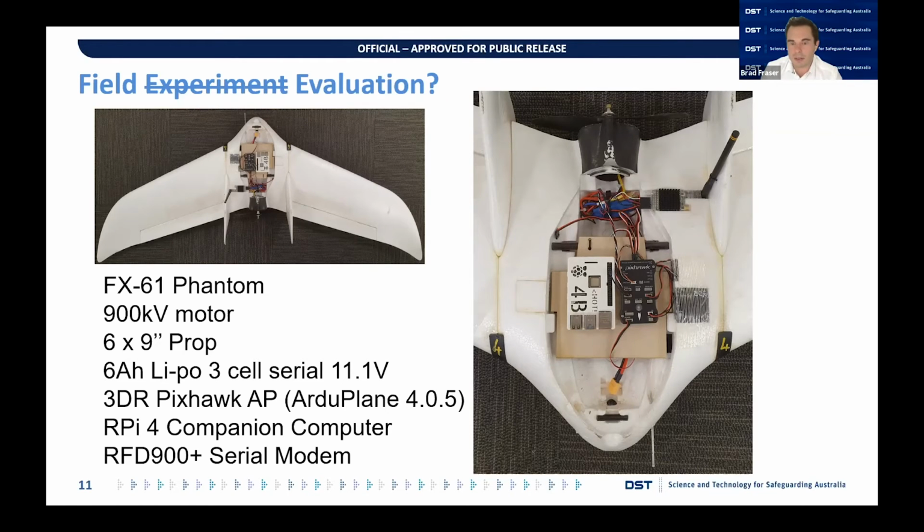And we had an interfacing companion computer, a Raspberry Pi 4 as a companion computer, which communicated via a serial link. We also used an RFD900 serial modem, which provided a control link down to the ground control station. And of course, we had an independent control link back to a safety pilot in case things went pear-shaped.